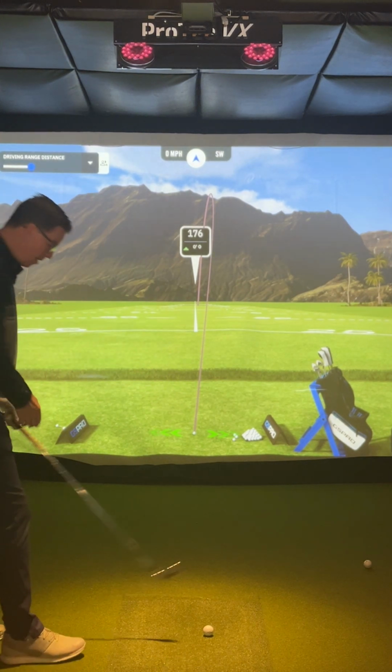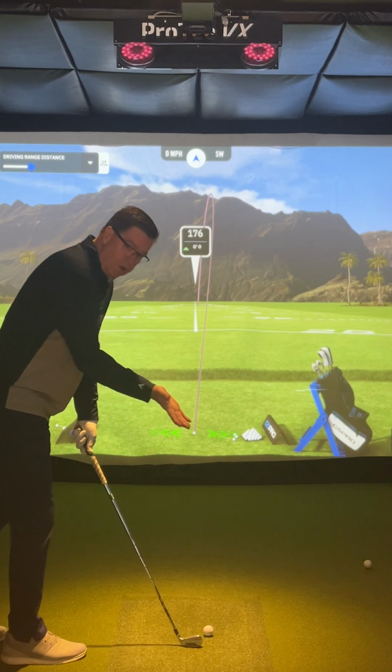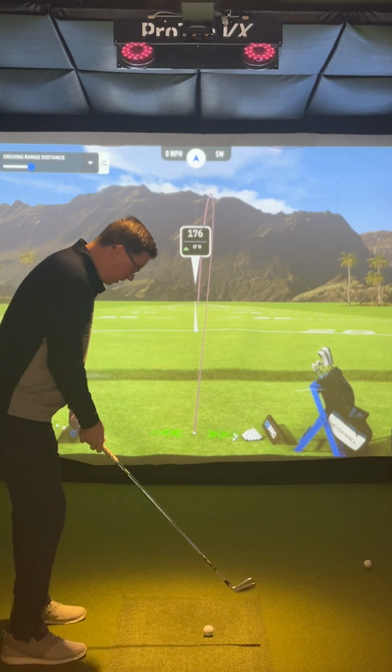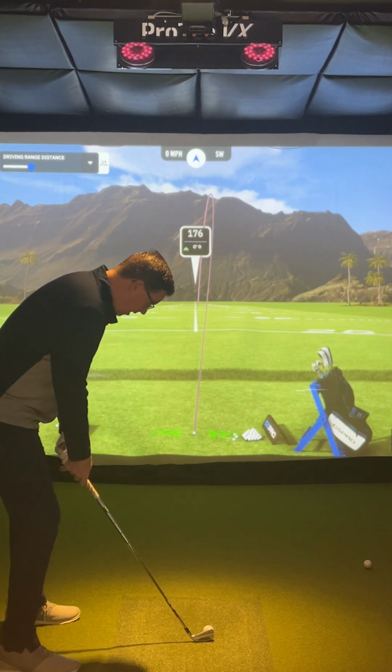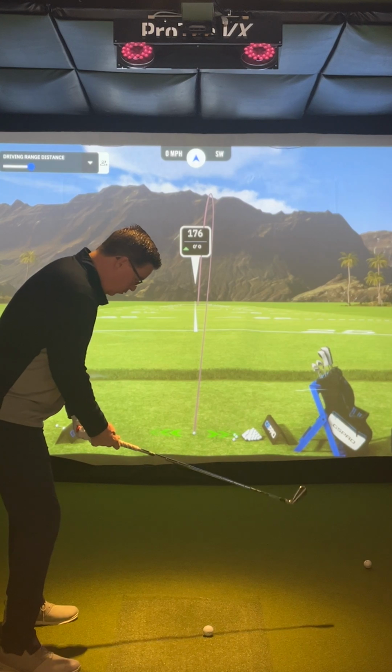Okay, making sense now? So fade is not open club face. It is a closed club face, very slightly closed. Okay, so here we go. This one's a little harder for me.